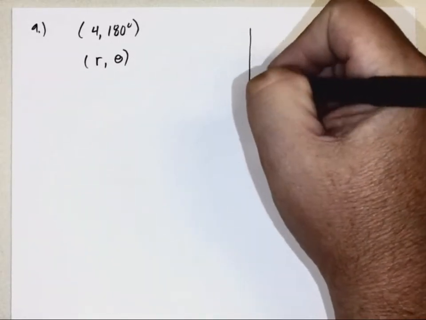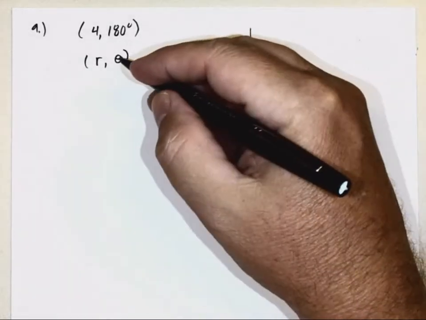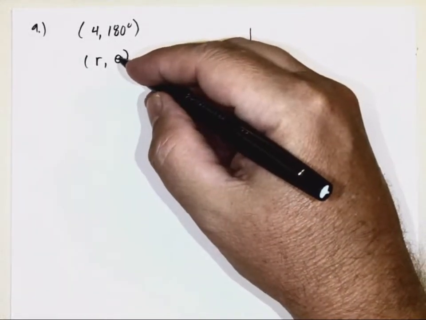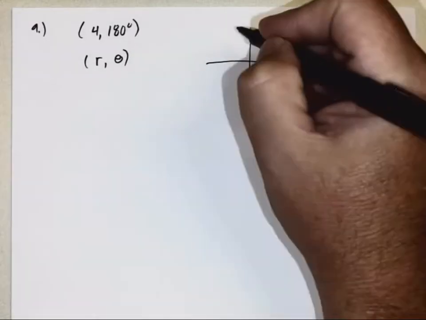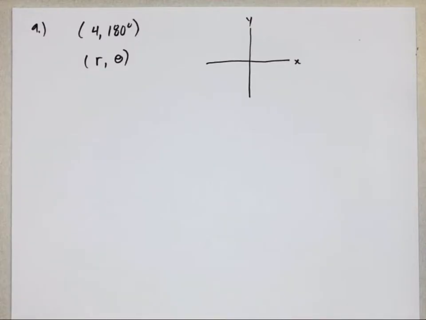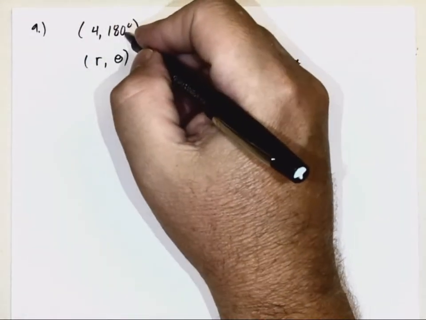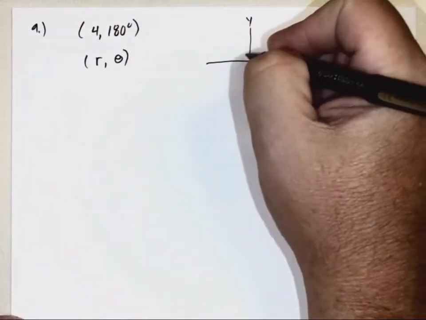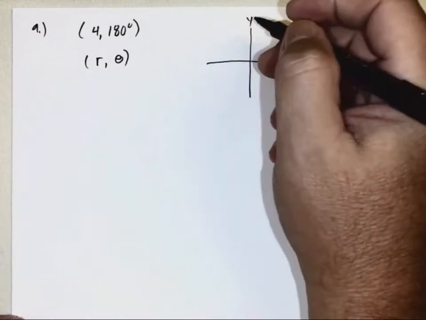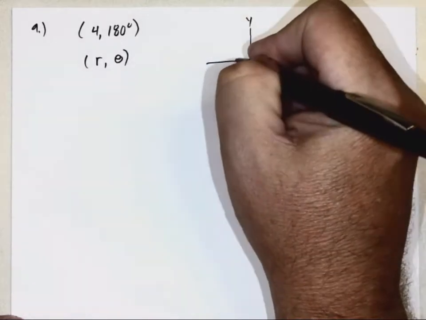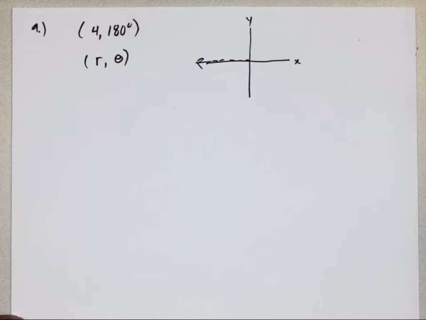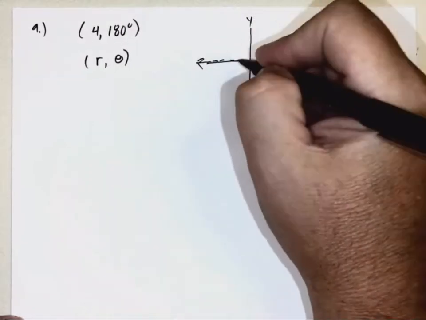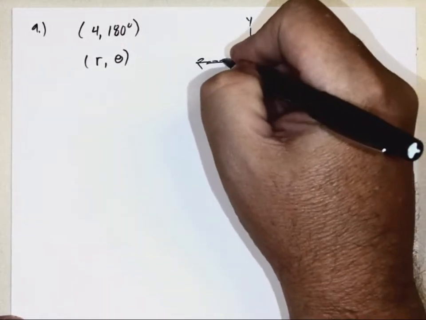So basically, you always do your angle first. For an angle, you always start at the positive x-axis. So then where would 180 degrees be? 180 degrees is just the opposite side. So in a sense, this is going to be the direction. And how long is it? 4. So I'm going to move 4.